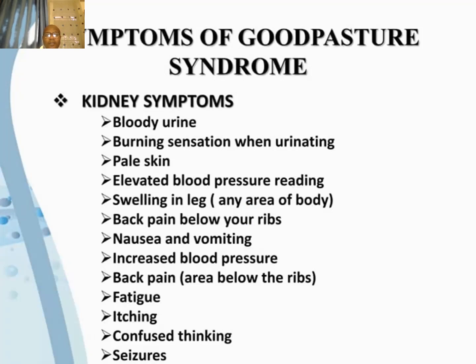This is because of the kidney's failure to regulate the blood pressure. There is swelling, back pain below the ribs where the kidneys are, nausea and vomiting, increased blood pressure, and also fatigue, itchiness, confused thinking, and sometimes a seizure.